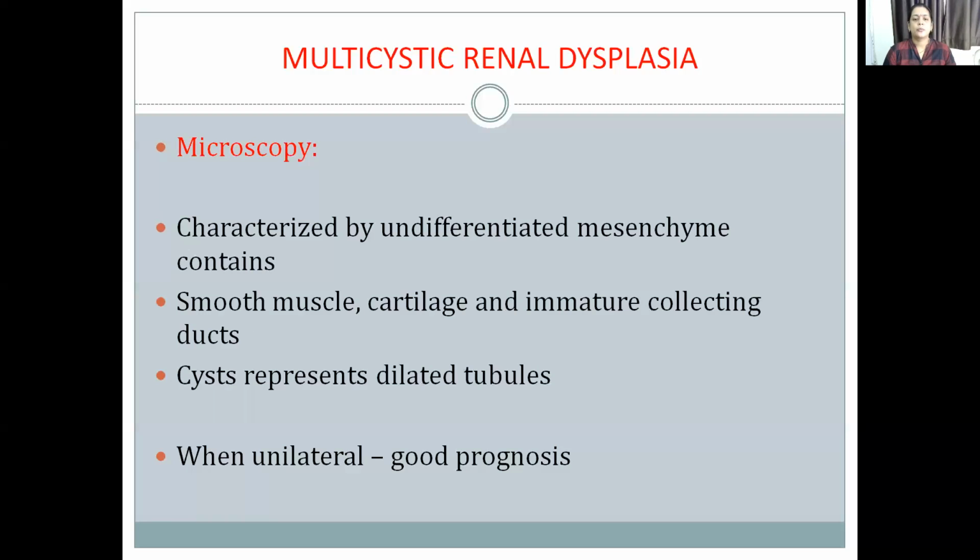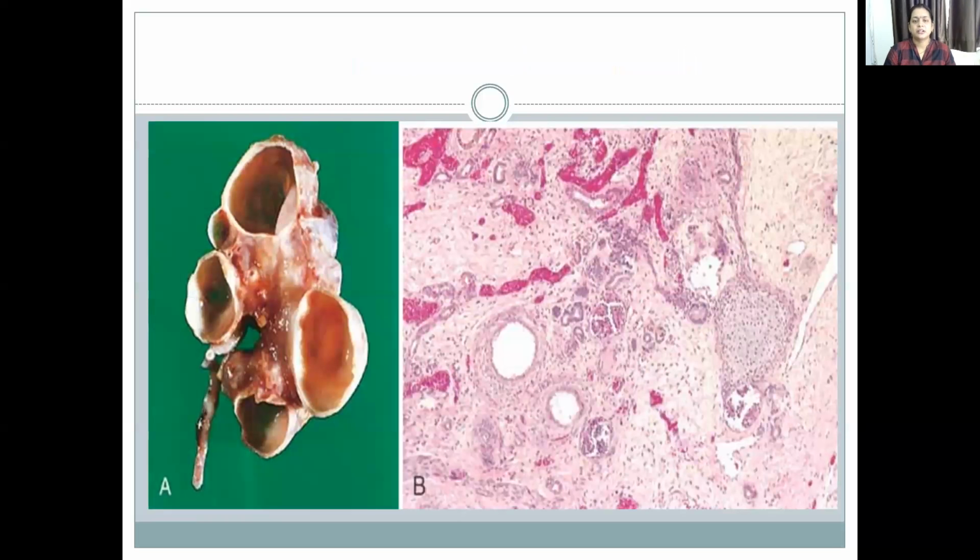So the microscopy is characterized by undifferentiated mesenchyme. So what do you mean by undifferentiated mesenchyme? That means it can have a primitive smooth muscle, cartilage, immature collecting ducts. Okay, and then the cyst represents the dilated tubules. When it is unilateral, see I told you that it can be unilateral or bilateral. When it is unilateral, it usually has a good prognosis. So this is about multicystic renal dysplasia.